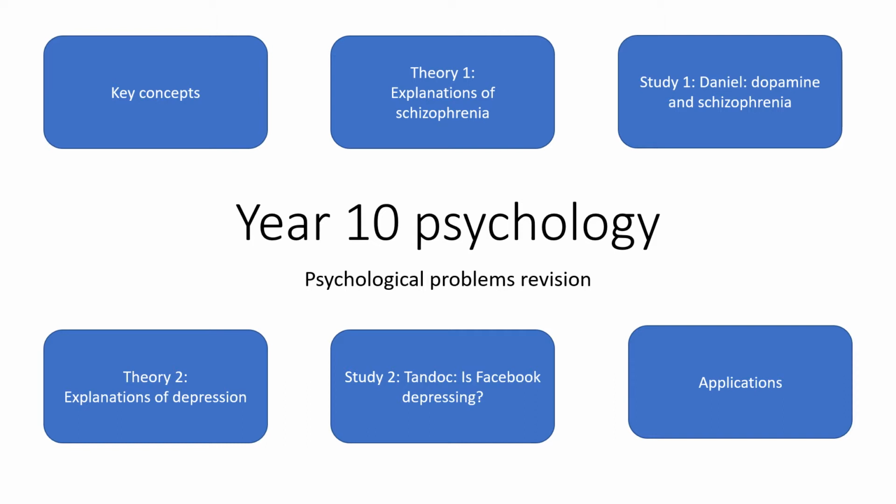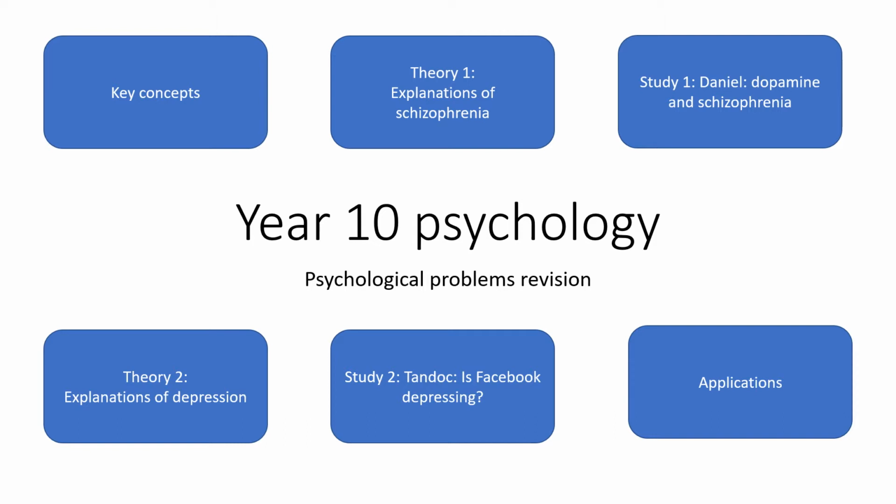We then look at our first theory. In this topic it's our explanations of schizophrenia. Now this is set up slightly different to the other topics because we have 2 different explanations that we can have a look at. Then our first study by Daniel is having a look at dopamine and schizophrenia. So this is to support one of the explanations that we have looked at previously.